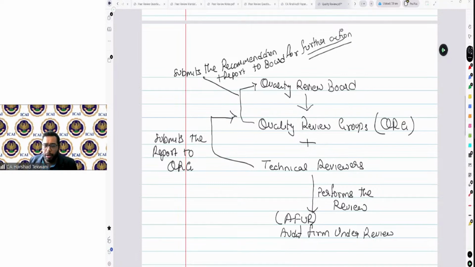Now, when I talk about quality review, as I said, it will be performed by the technical reviewers. So again, when I talk about technical reviewers, there are certain qualifications and eligibility criteria given for the technical reviewer that they need to fulfill. There are certain guidelines given on how a technical review is required to be performed, and how in detail it should be carried out. So all these guidelines are already given with respect to the quality review.